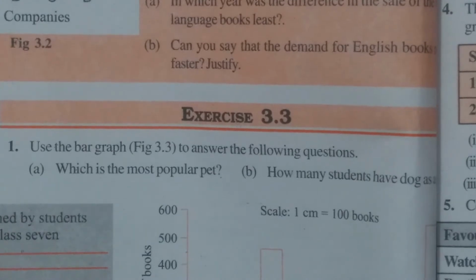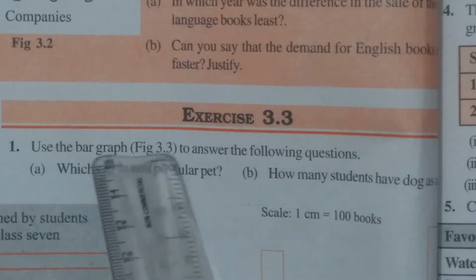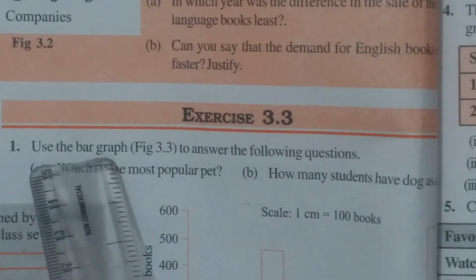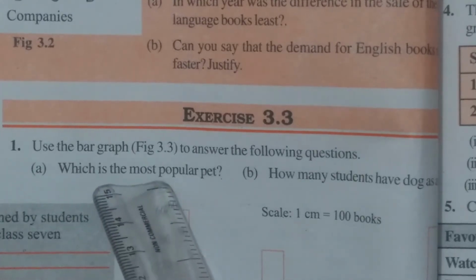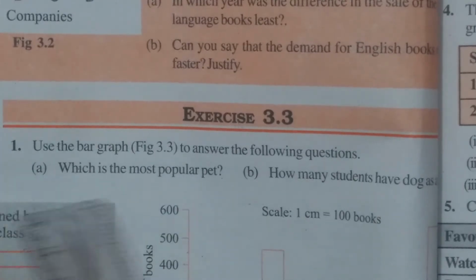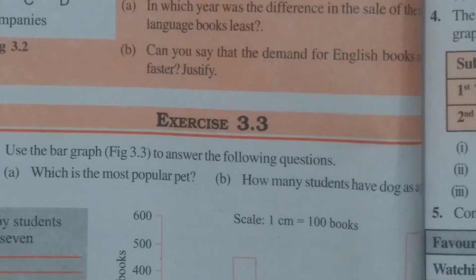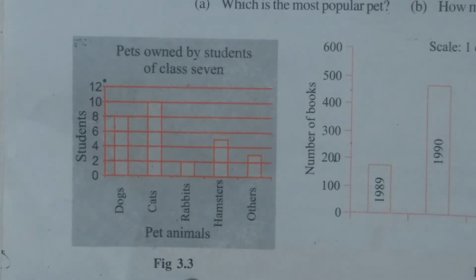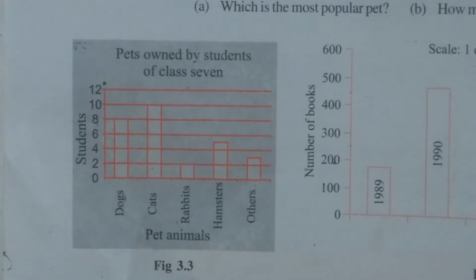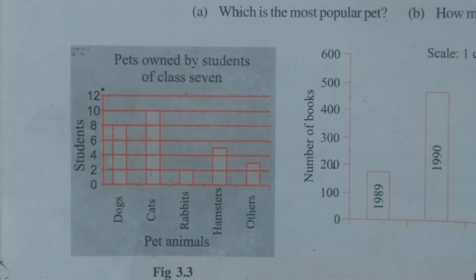The very first question of the exercise is: use the bar graphs, figure 3.3, to answer the following questions. A part: which is the most popular pet? B part: how many students have a dog as a pet? So first of all, this is the bar graph, figure 3.3. What was the first question? Which is the most popular pet?